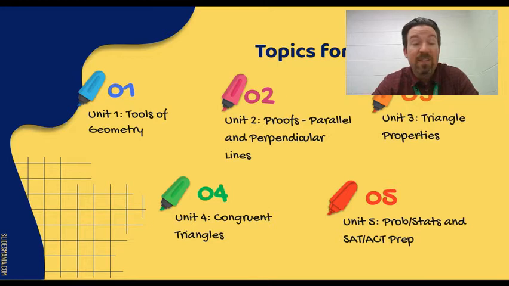So some of the topics that we will be going over this year: our first unit covers some introductory tools to geometry, and then we'll get into some proofs with parallel and perpendicular lines in Unit 2. In Unit 3, we will be looking at triangle properties. In Unit 4, we'll be looking at congruency, specifically around triangles. And then in Unit 5, we'll be doing some probability and statistics and some SAT, ACT preparatory work to end out the semester.